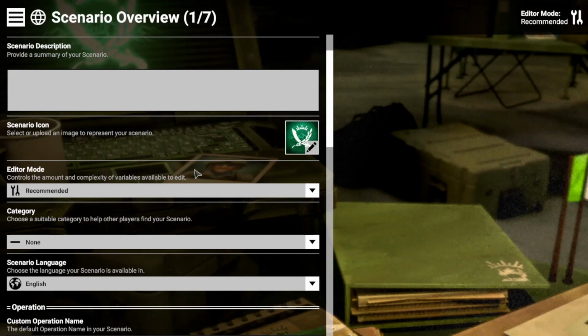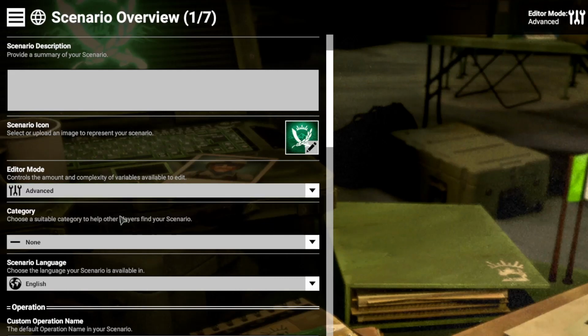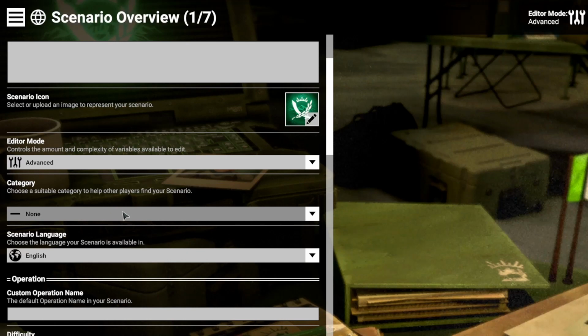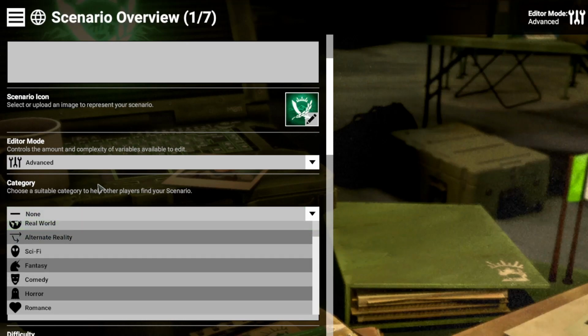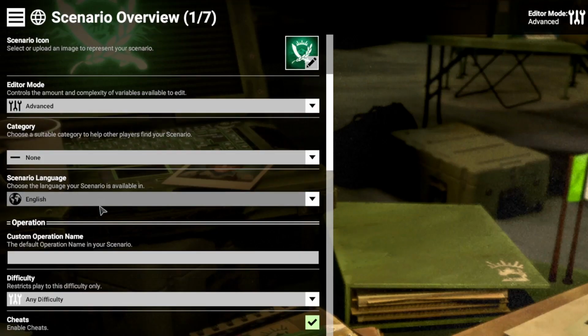Edit mode: how complex, how limited you can edit your scenario. I recommend advanced because recommended is very limiting. The category sets what type of scenario you are making, from real world to romance. Language sets the language, self-explanatory.